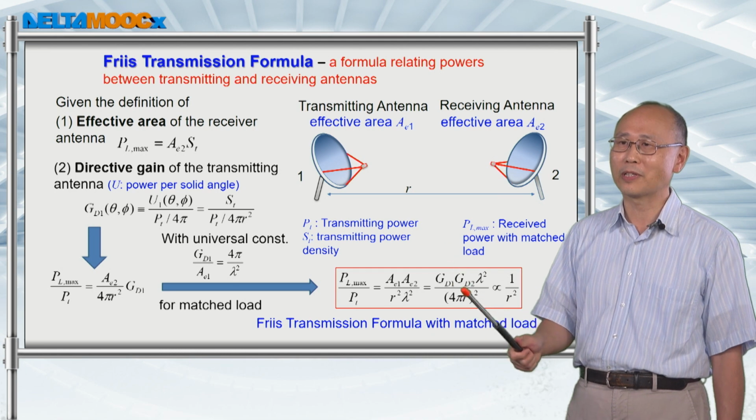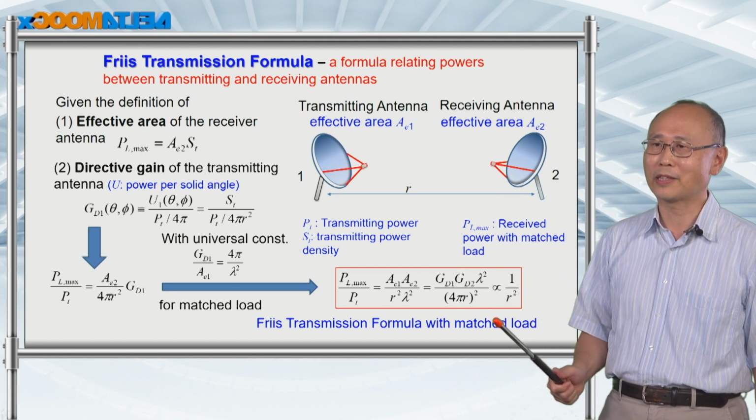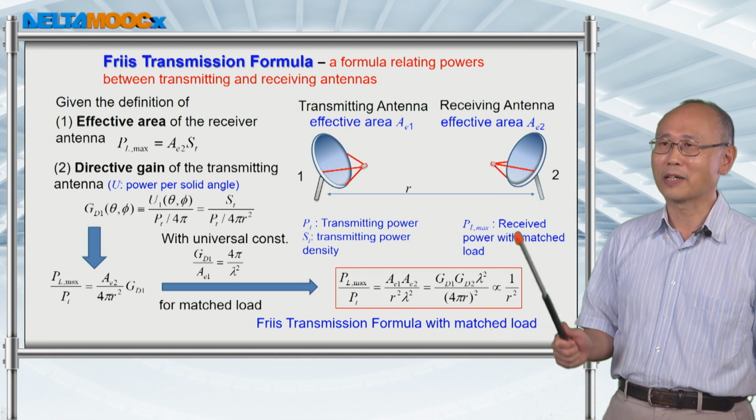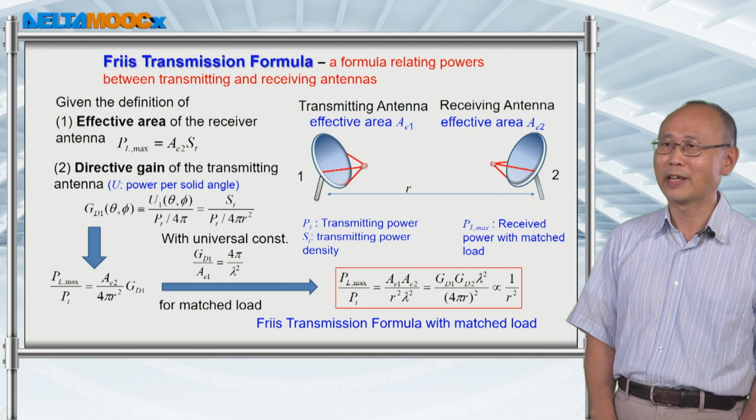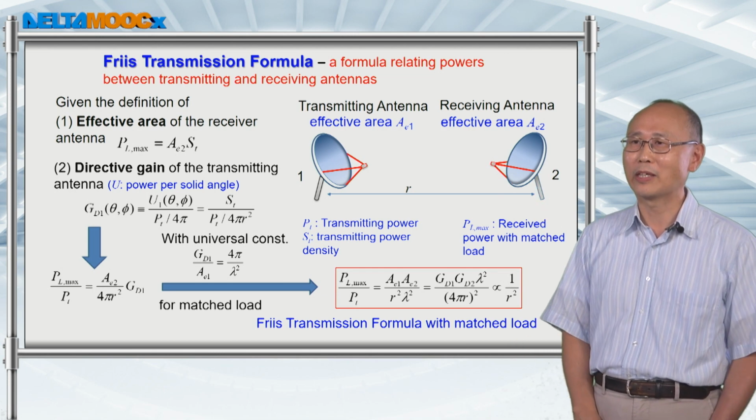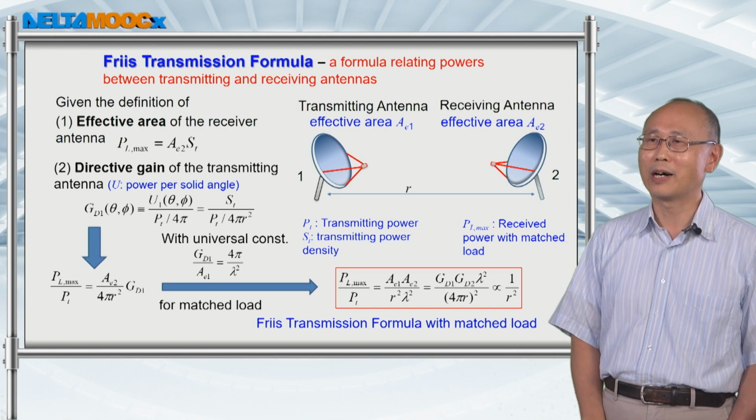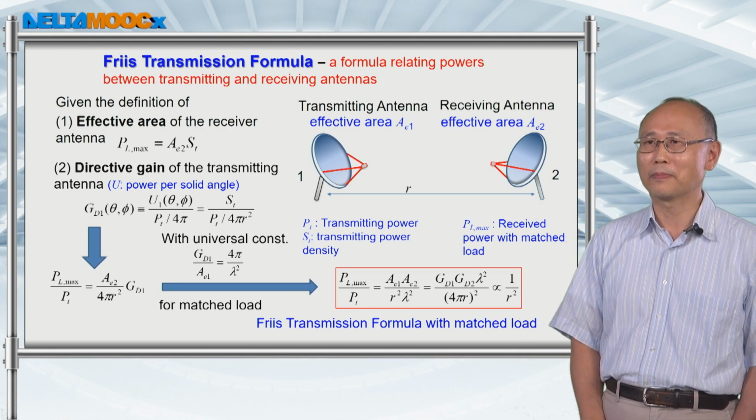And there's an assumption for this formula, which is that we assume that the receiver circuit has a matched load so that you get the maximum signal on the antenna load.